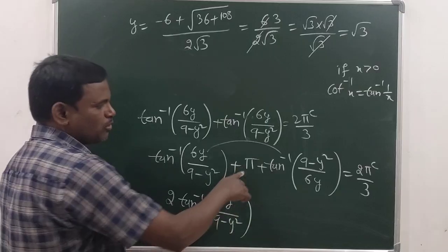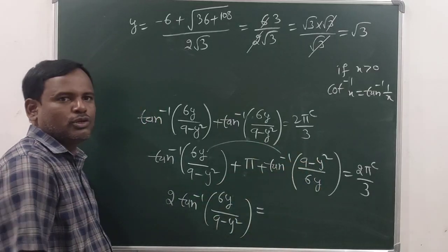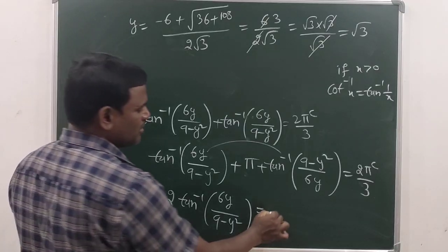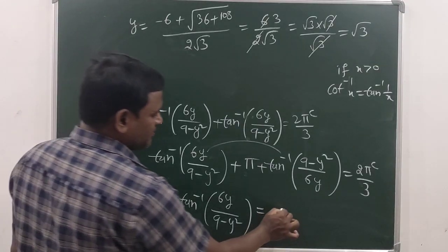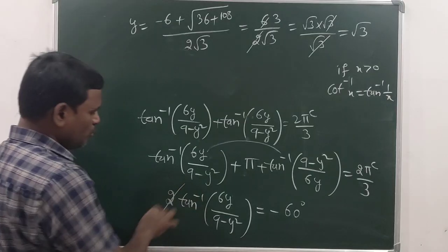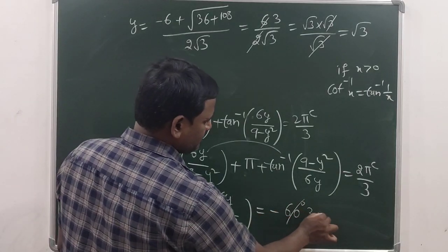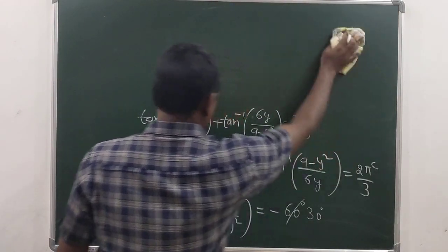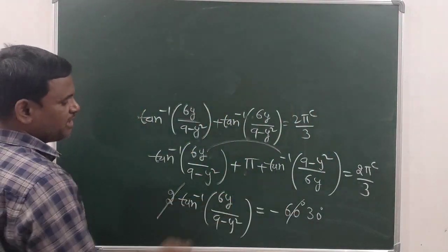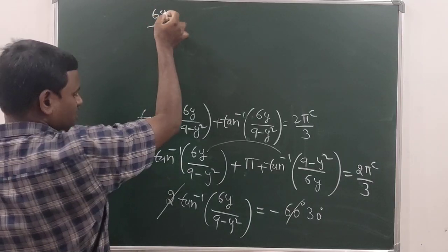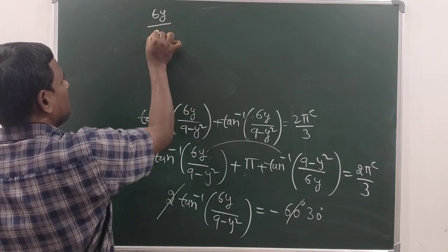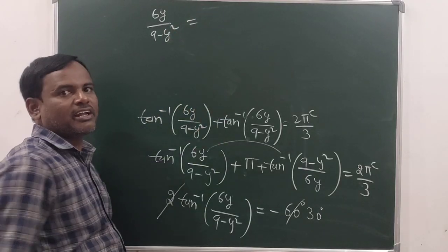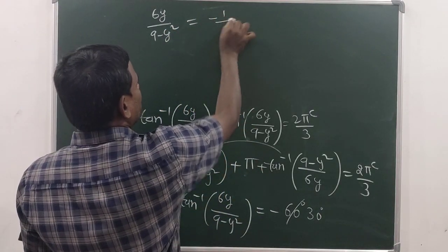Okay. So when it goes to the right side, how much do you get? This is going to be 120 minus 180, which becomes minus 60. Now 2 ones are 2, so 30 degrees. Now send this tan inverse to the right side, so that here you will get 6y by 9 minus y square, which is equal to tan of minus 30, which is equal to minus 1 by root 3.